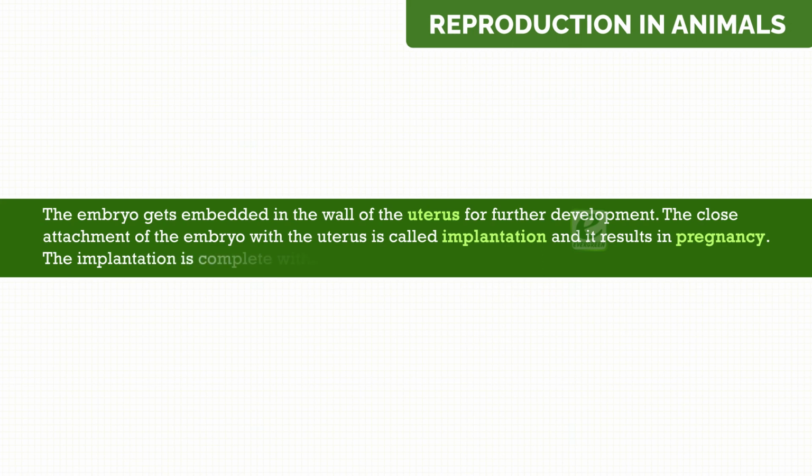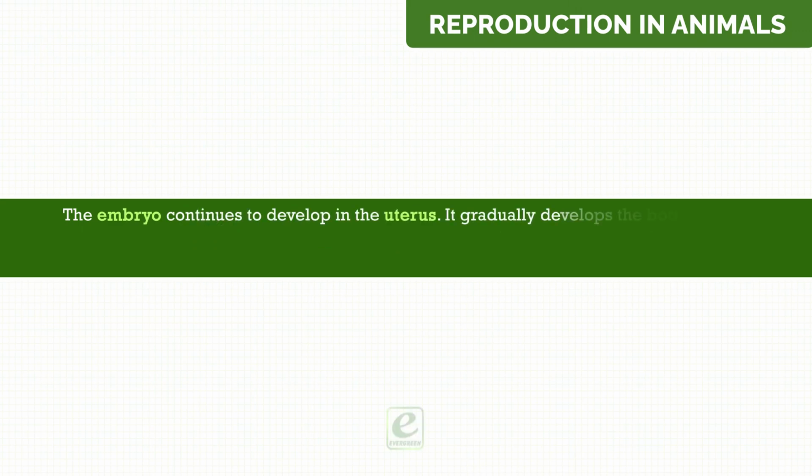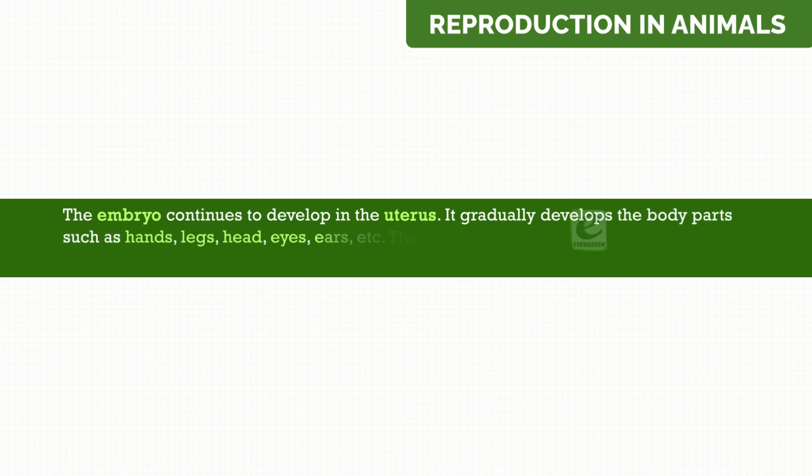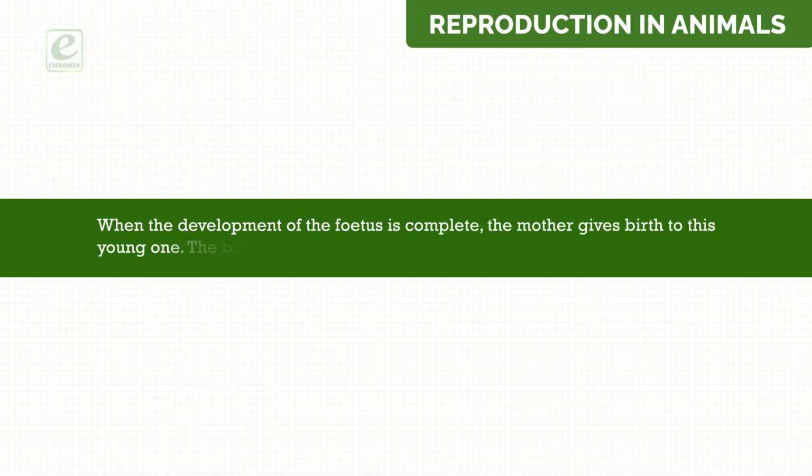The implantation is completed within 10 days after fertilization. The embryo continues to develop in the uterus. It gradually develops the body parts such as hands, legs, head, eyes, ears, etc. The stage of the embryo in which all the body parts can be distinguished easily is called a fetus. When the development of the fetus is complete, the mother gives birth to this young one. The birth of this fully developed fetus is termed as parturition.